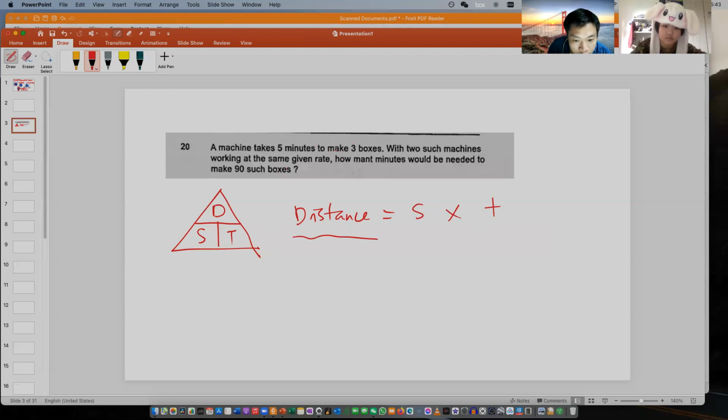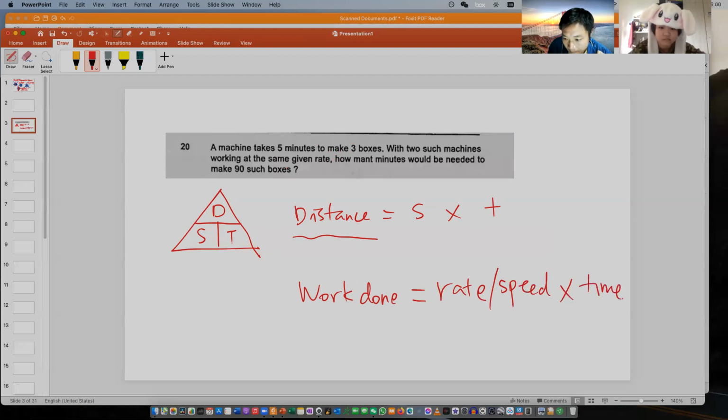But instead of distance is equal to speed times time, I call it work done or work completed equals the rate, or you can call it speed as well, times the time. So the formulas for these two are very similar to each other. For this question, the first statement is: a machine takes 5 minutes to make 3 boxes.